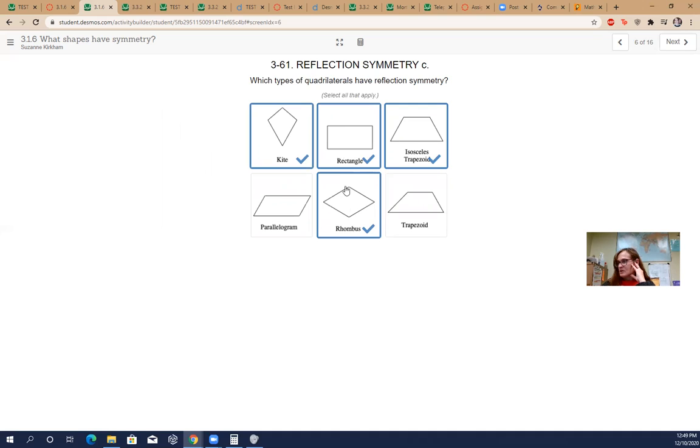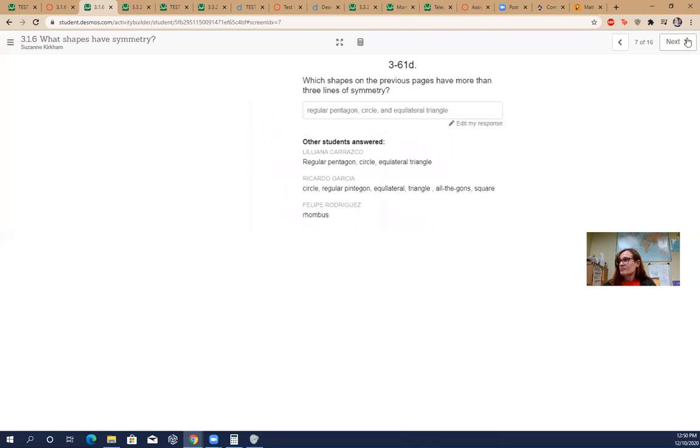Okay, and then a rectangle, you can fold it in half up and down or side to side. And then the rhombus, we already talked about the rhombus. Okay, oh, and this trapezoid down here, see how it says it's not isosceles? That means that the 2 diagonal sides are not the same length. So unless it's an isosceles trapezoid, it's not going to work.